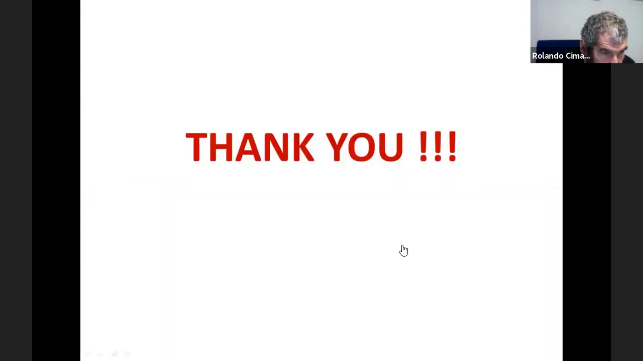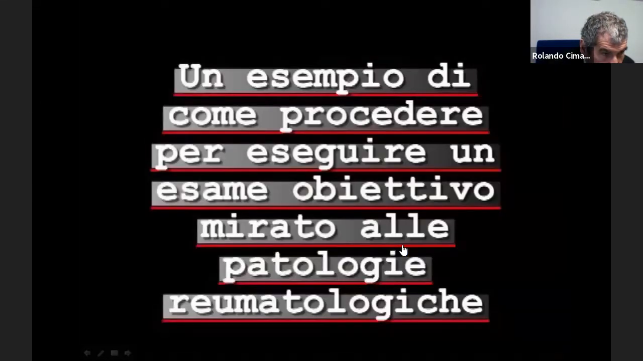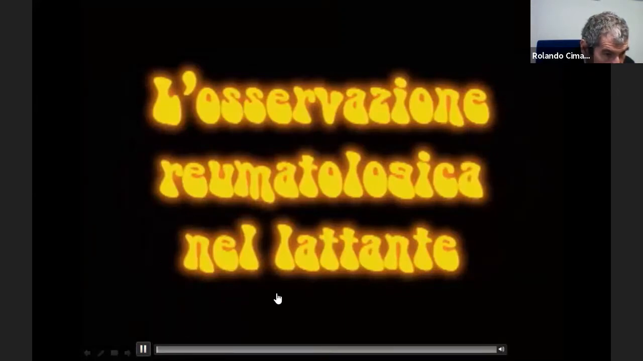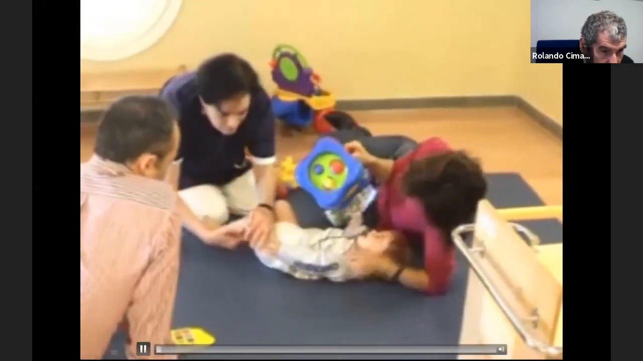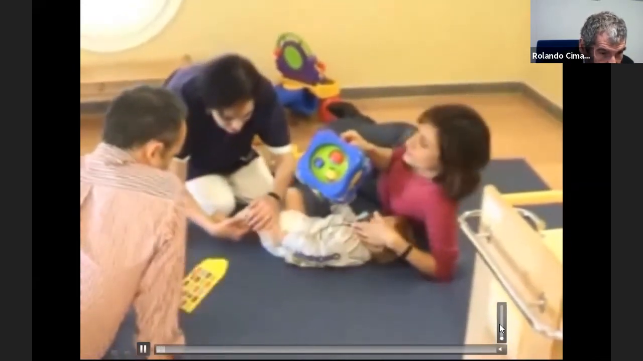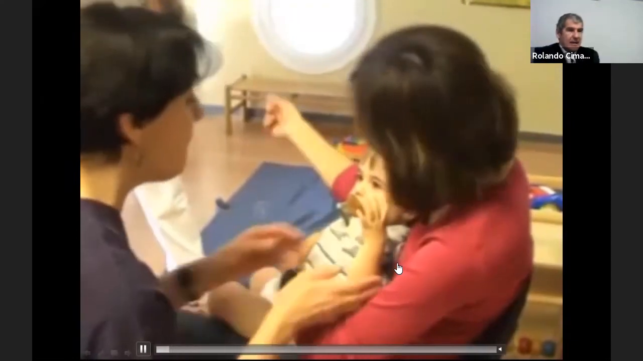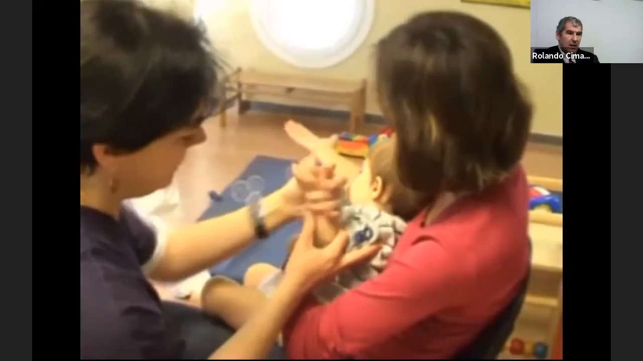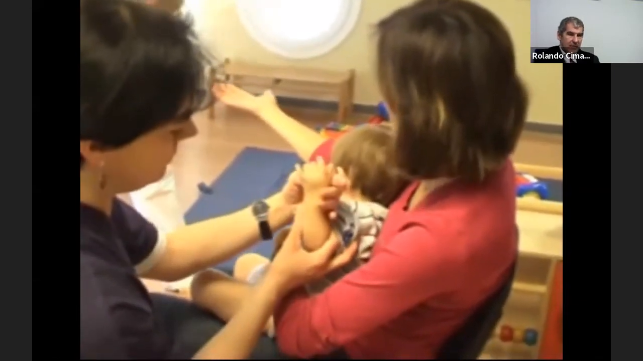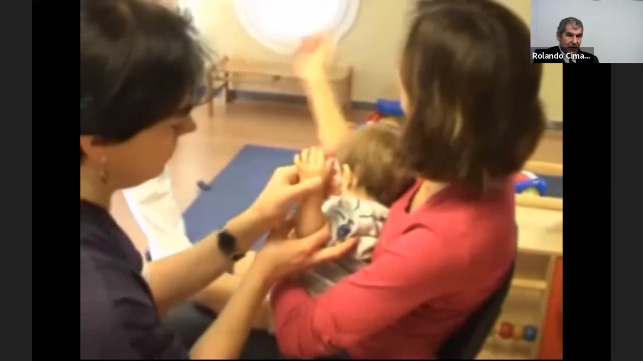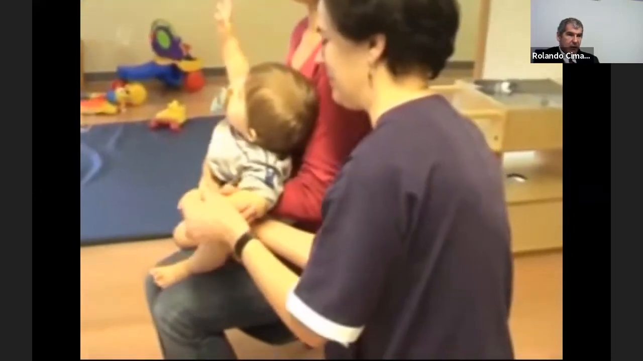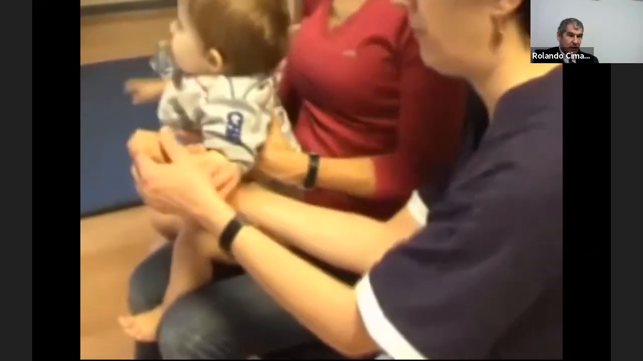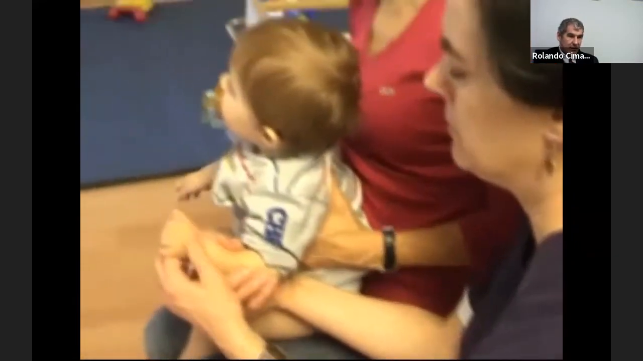Now I have to go a little bit further with the second video, just to show you how it might be more difficult. Again, let me put down the volume. How it can be more difficult to examine a toddler. In this case, I have a child in the mother's arms, on the lap of the mother especially, and you have to distract the child, otherwise he will be tense, he might cry, and you cannot examine the joint properly.